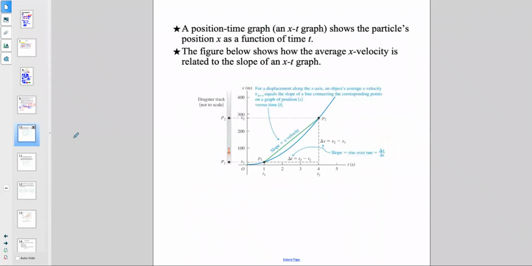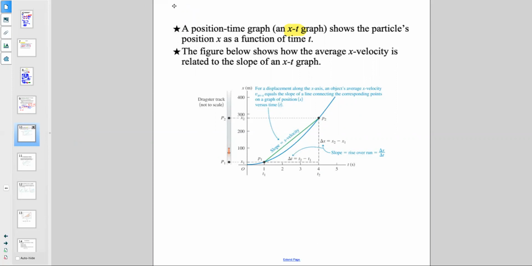Now, let's take a look at this. So we have a position time graph. It's a graph that shows the position as a function of time. Okay, or we call it xt. So every time that you see an xt graph, it means that this graph is providing you with information about time and position of the object.